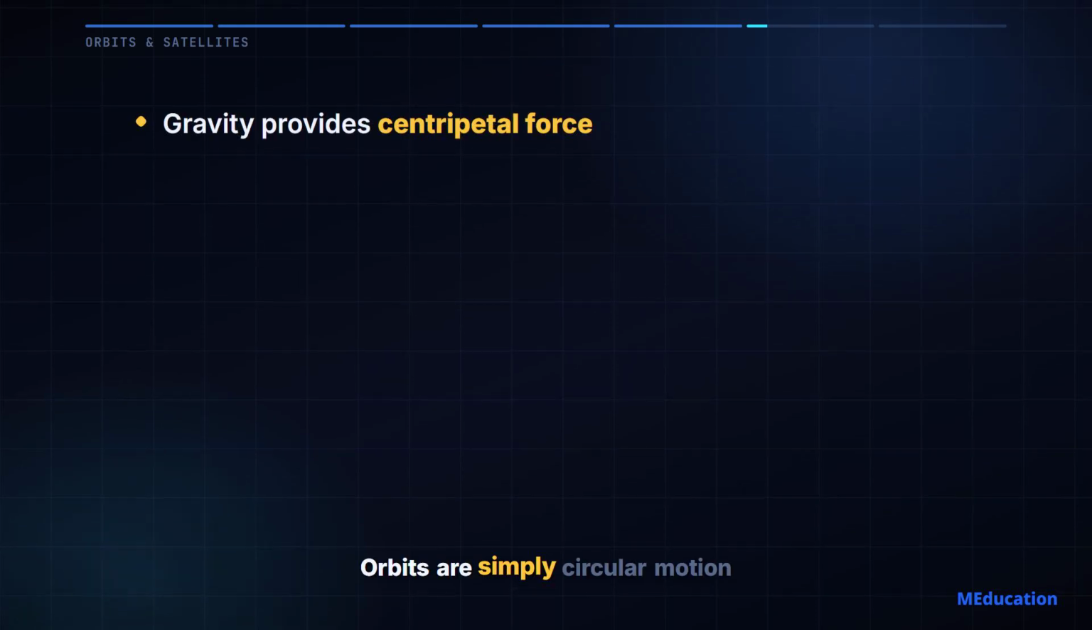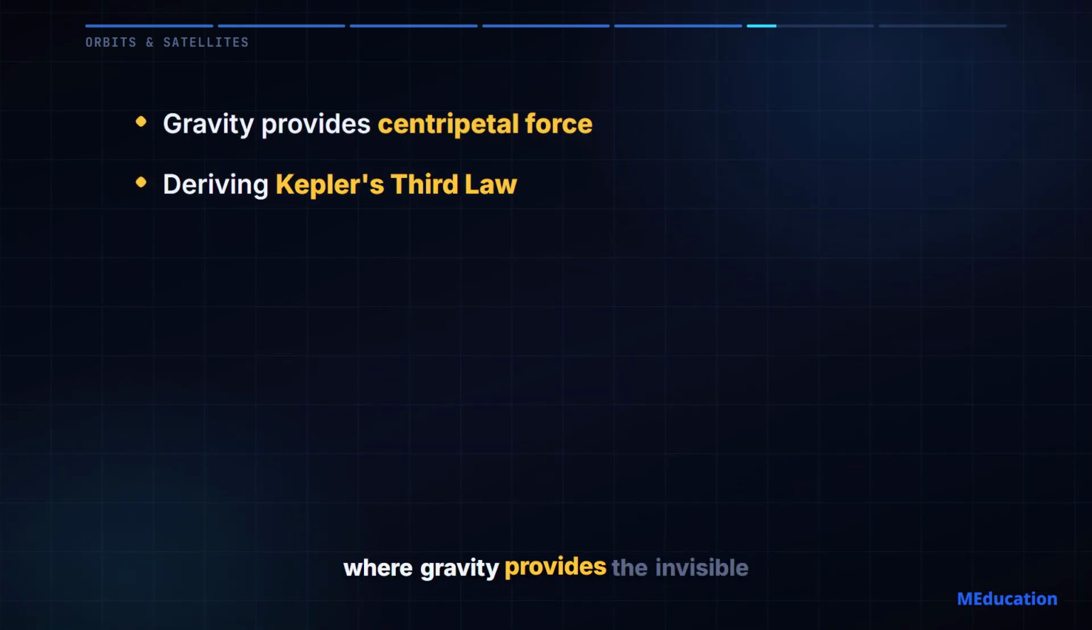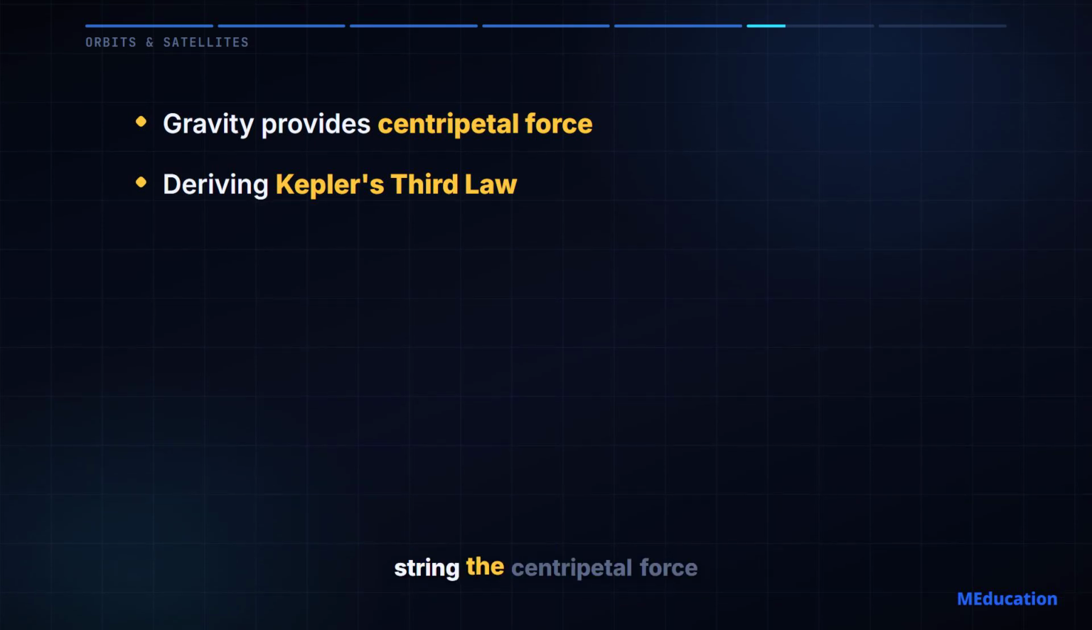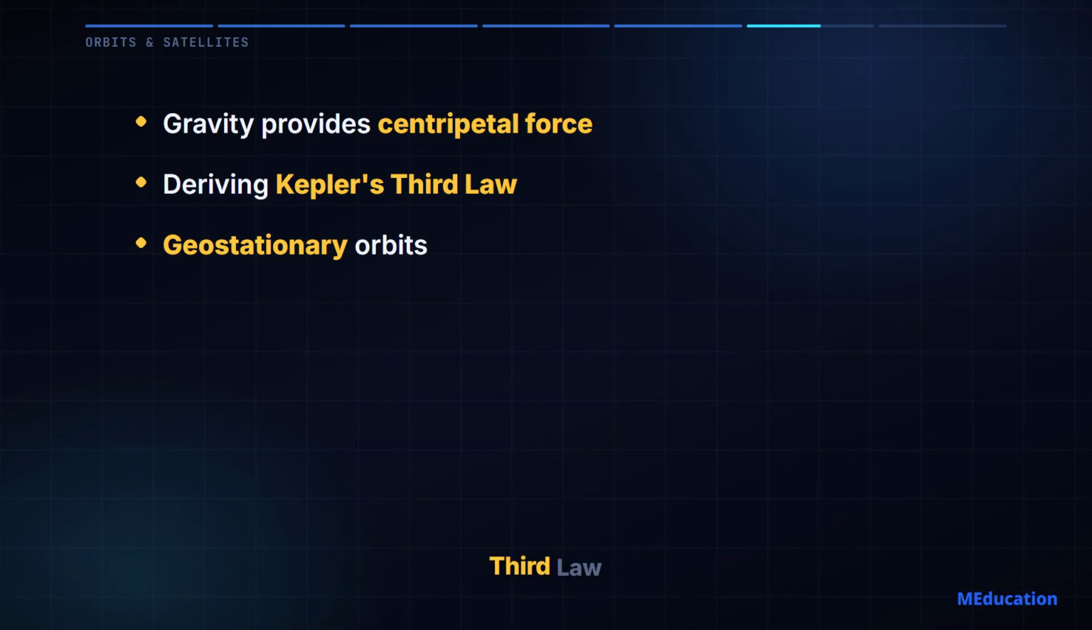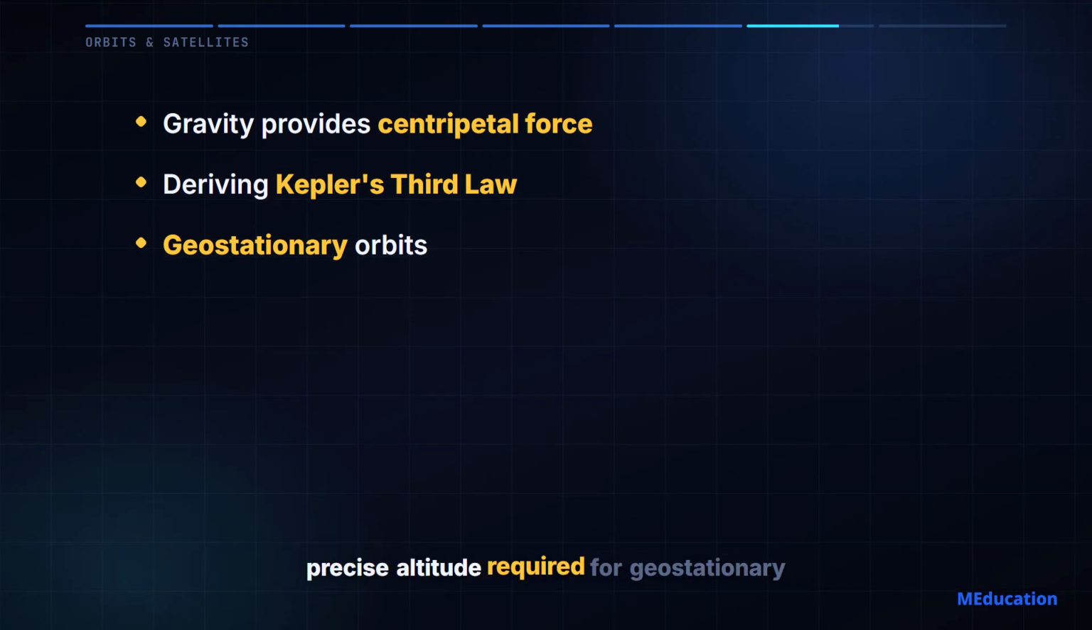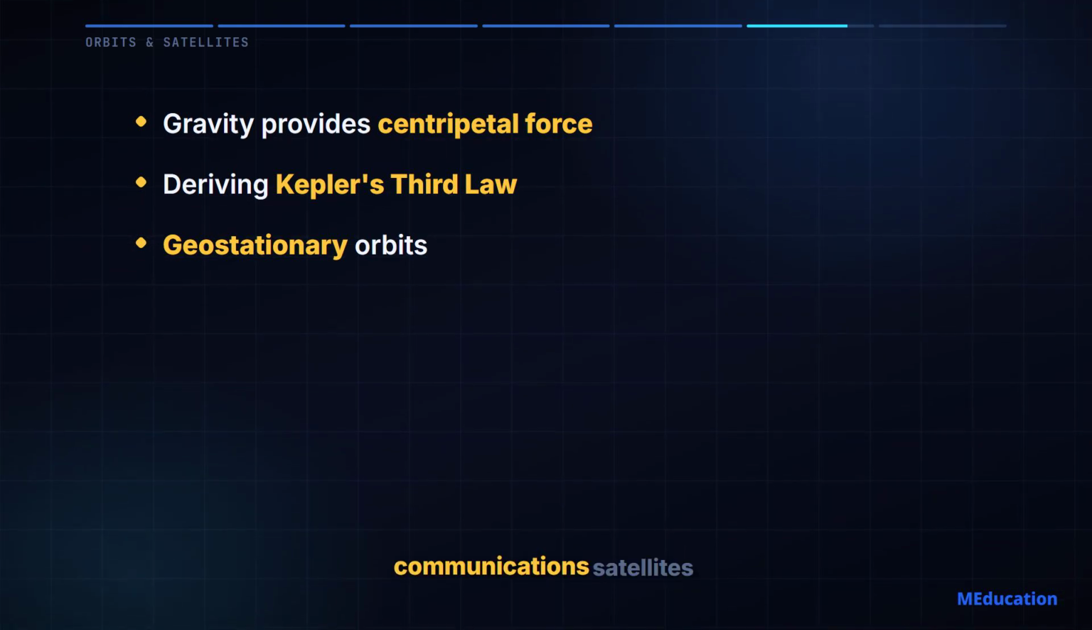Finally, we put these masses into motion. Orbits are simply circular motion where gravity provides the invisible string, the centripetal force. You will equate gravitational force to centripetal force to derive orbital speeds and prove Kepler's third law. We will also evaluate the precise altitude required for geostationary communications satellites, a heavy-hitting topic that Cambridge examiners love to test.